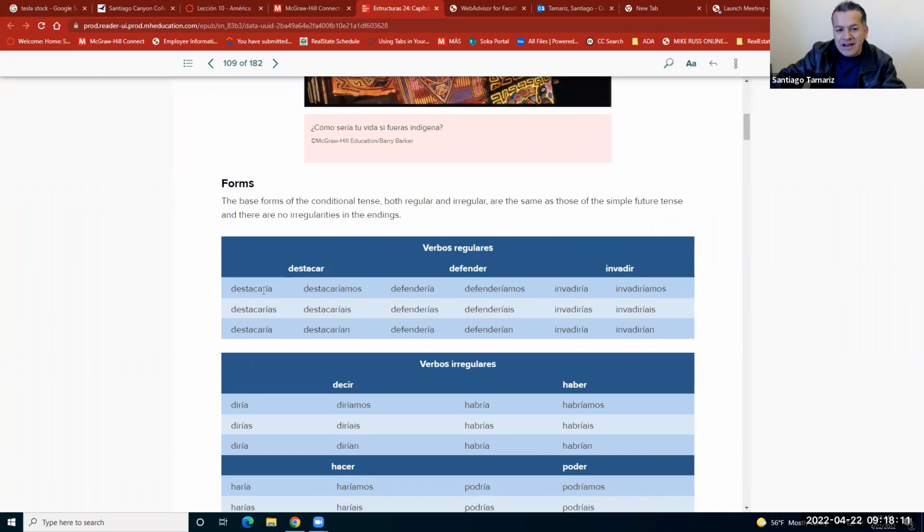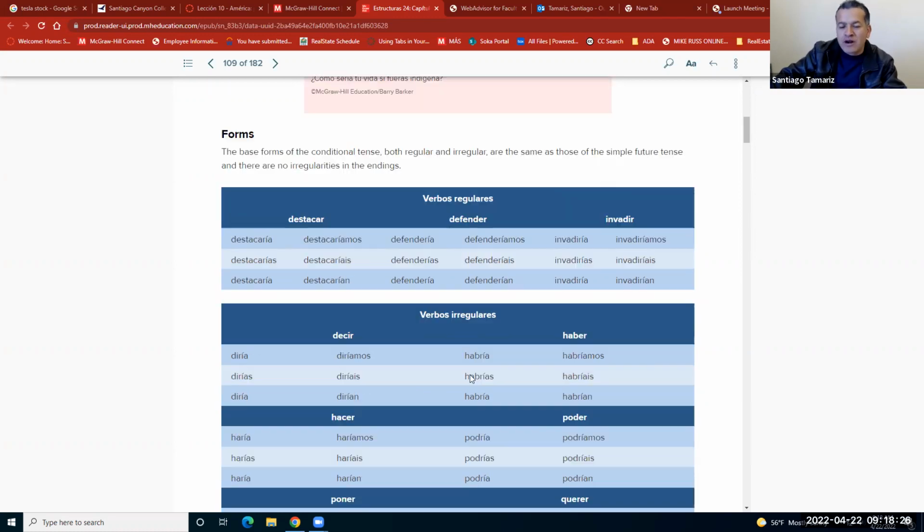IA. Destacar, destacaría. Same thing with ER and IR verbs. You don't need to drop the AR, ER, or IR. All you have to do is attach IA. But we have also some irregular in the conditional.